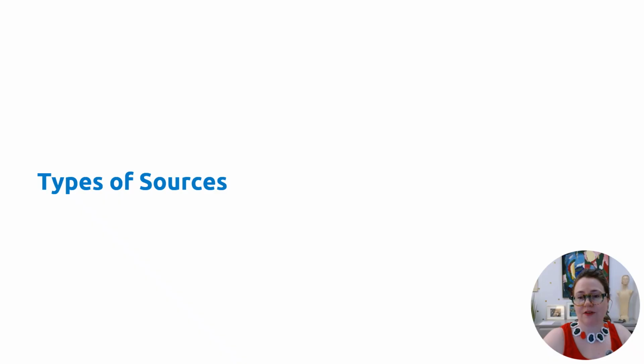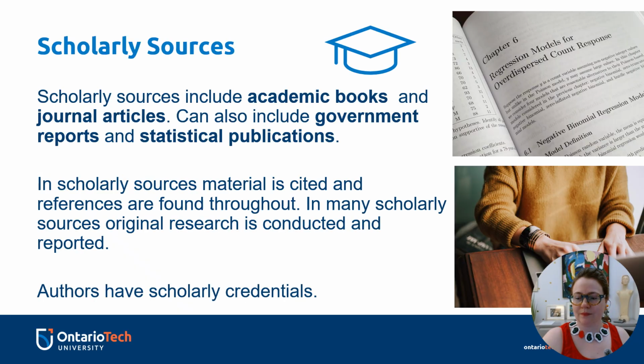Now let's talk about different types of resources. You'll find various scholarly resources through the library, including academic books and journal articles. Other scholarly sources may include reports and publications such as government documents and statistical publications. These scholarly sources include cited material throughout, and original research is reported on.